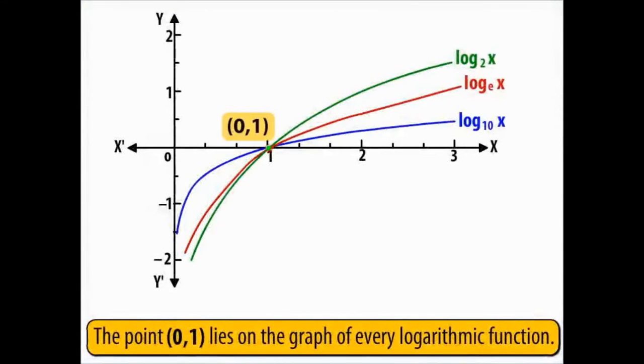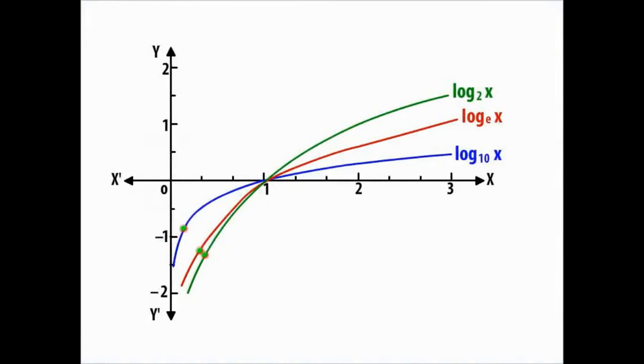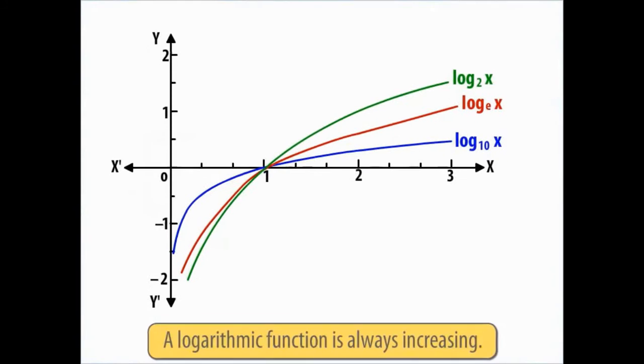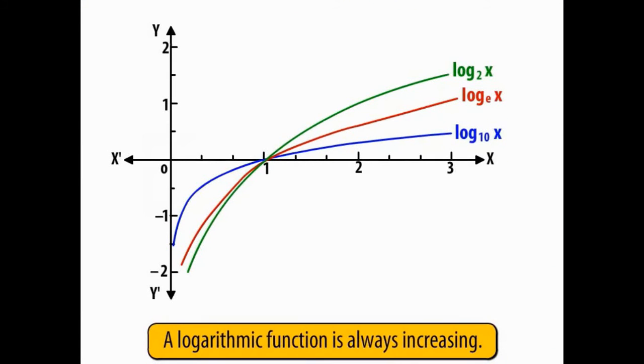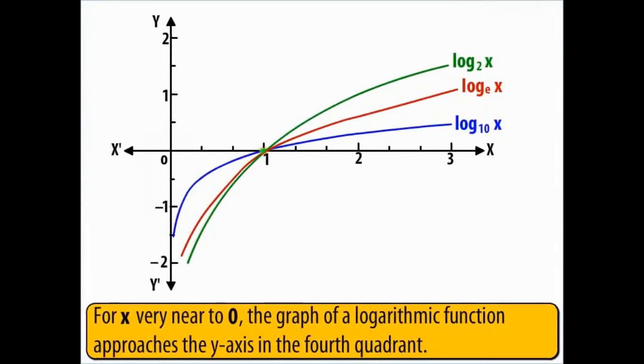The point 0, 1 lies on the graph of every logarithmic function. As we move from left to right, all the graphs are rising. Thus, a logarithmic function is always increasing. You can see that for x very near to 0, the graph of a logarithmic function approaches the y-axis in the fourth quadrant.